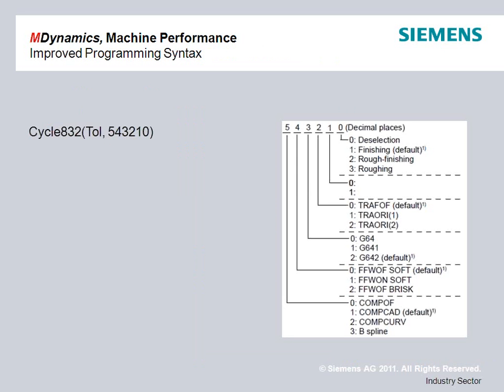In terms of more convenient programming syntax, cycle 832 with the tolerance and then the 6 decimal coded digits. This is what we've used in the past for activating the compressor as a convenient way. Except we have to make a lot of decisions in here: do we want TRAORI on, TRAORI off, G64, G641, G642, feed forward on, feed forward off. These are a lot of decisions that don't need to be made on a frequent basis through a part program.